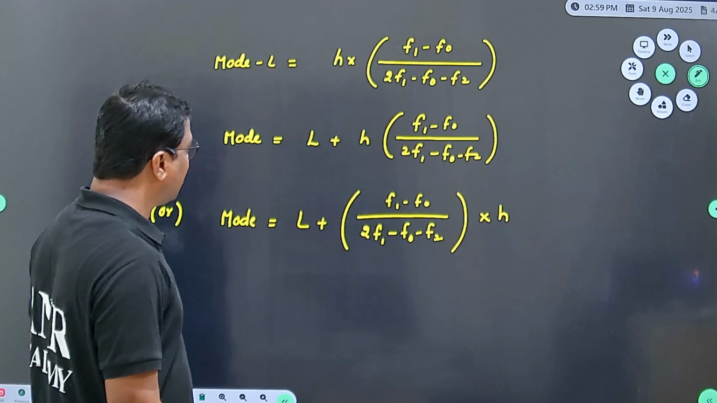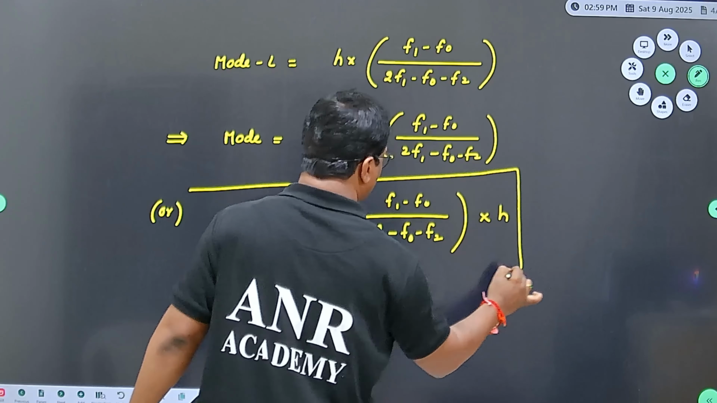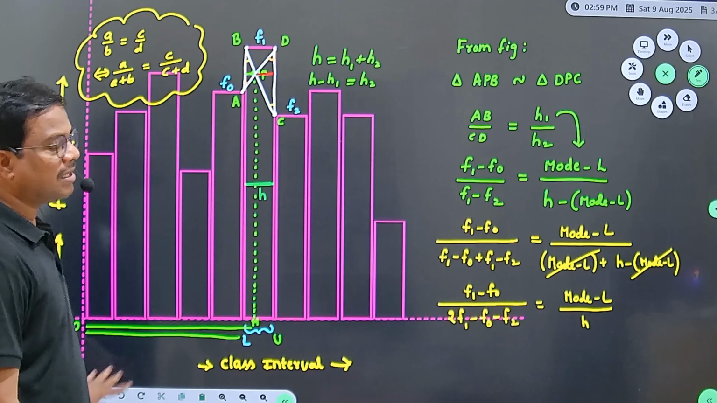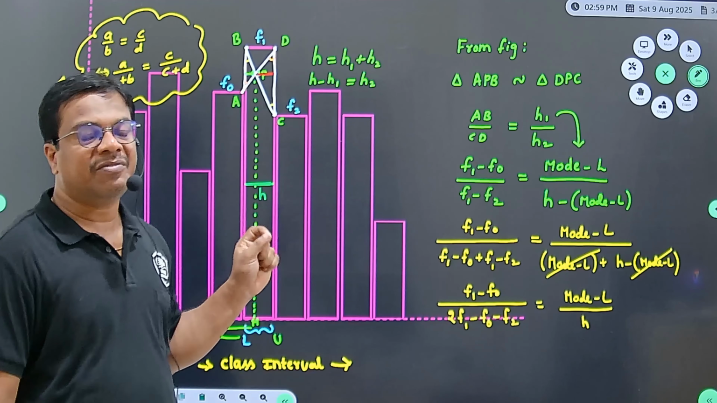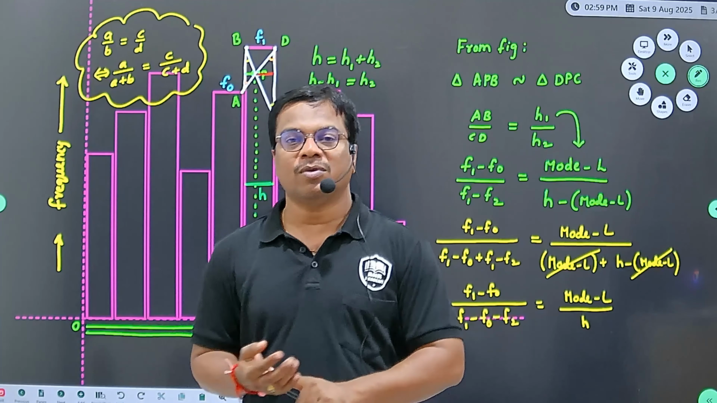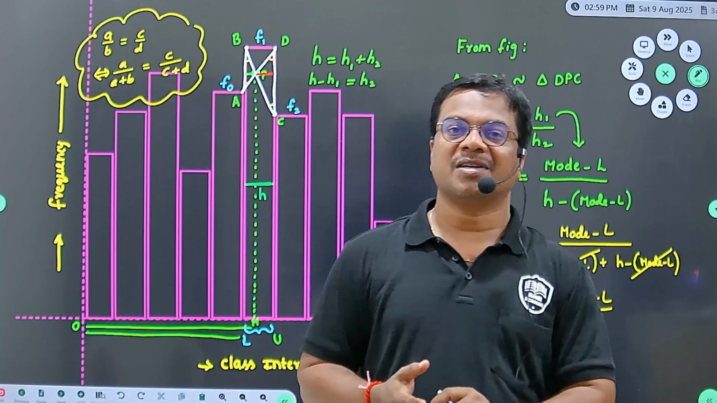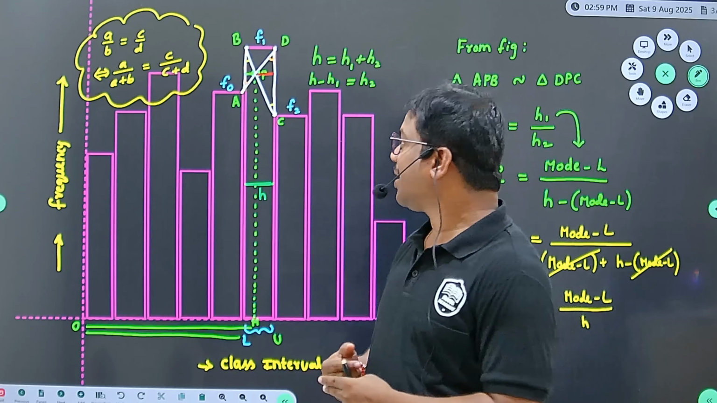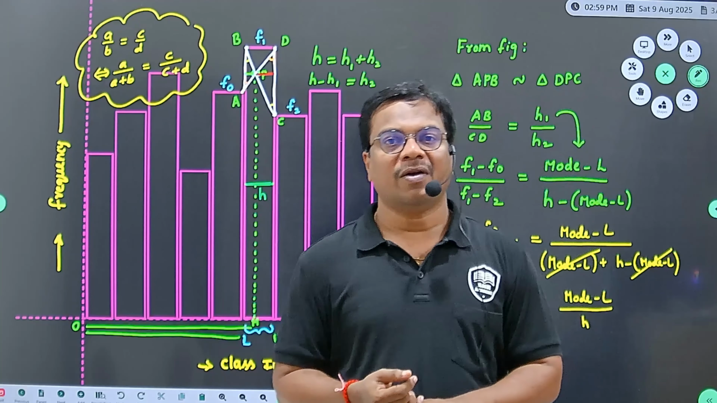So using this formula we can find the mode of the given data. So this is the reason behind that. Blindly we follow the formula to find mode, L plus F1 minus F0 by 2 times of F1 minus F0 minus F2 into H, but particularly this is the reason behind it. I hope you have understood everything.